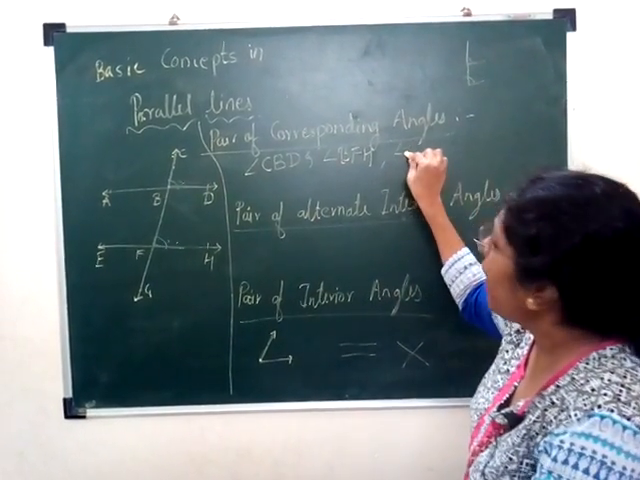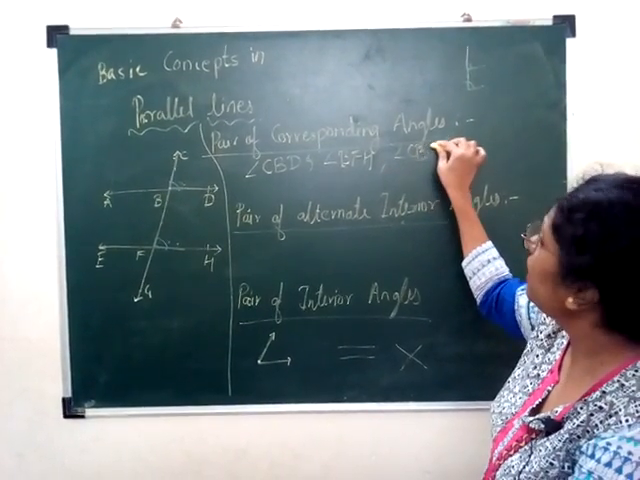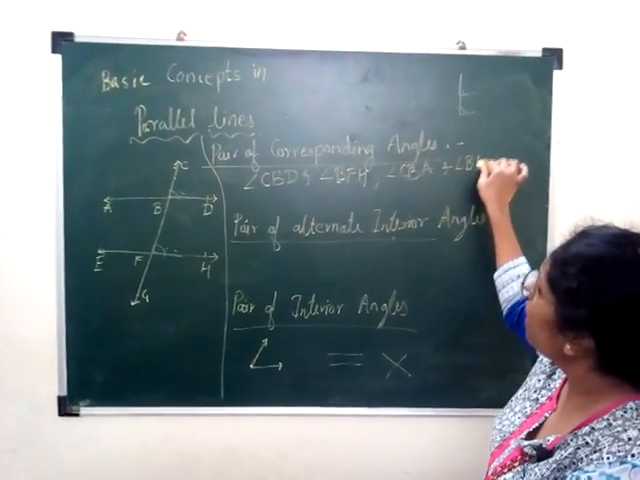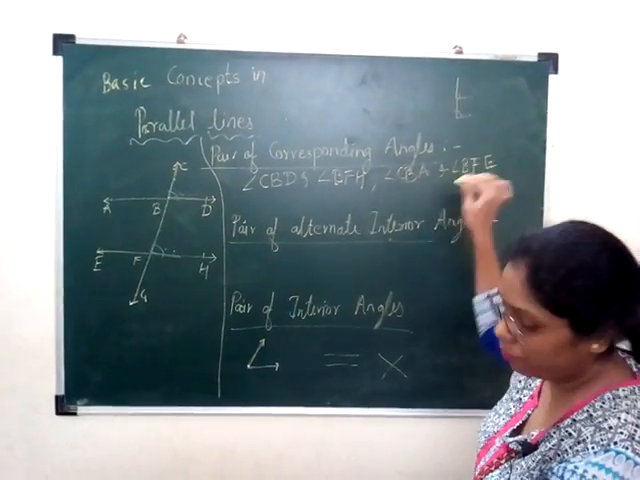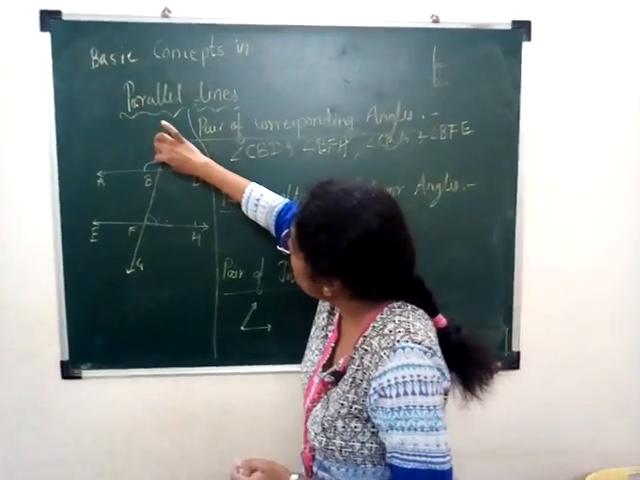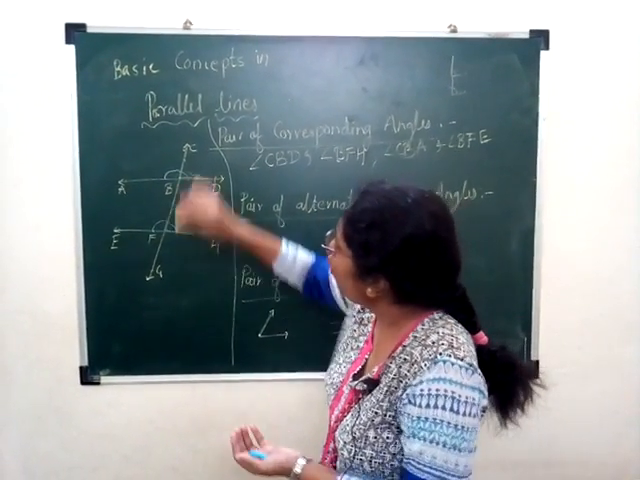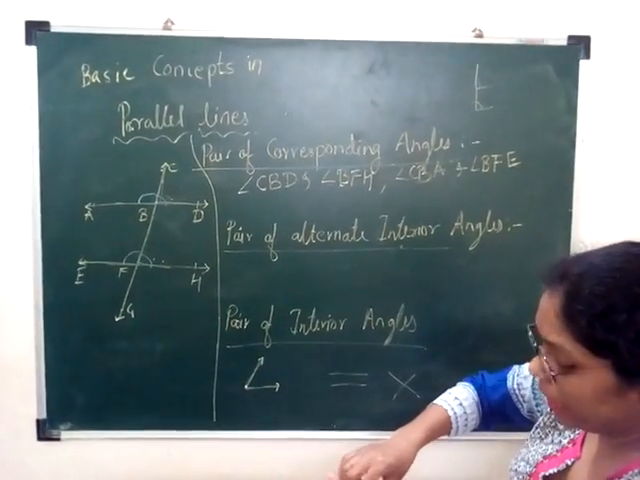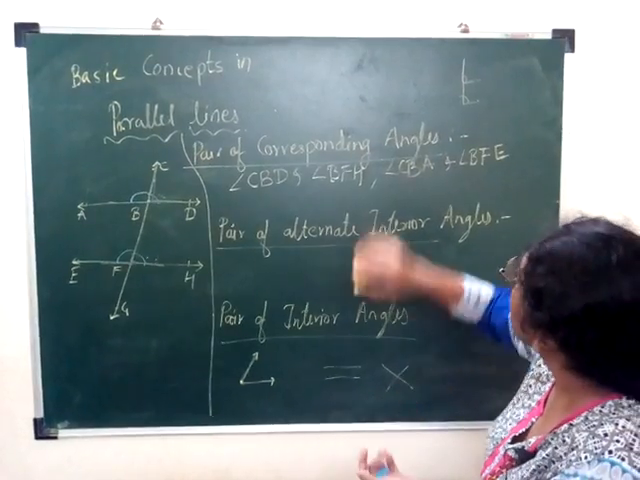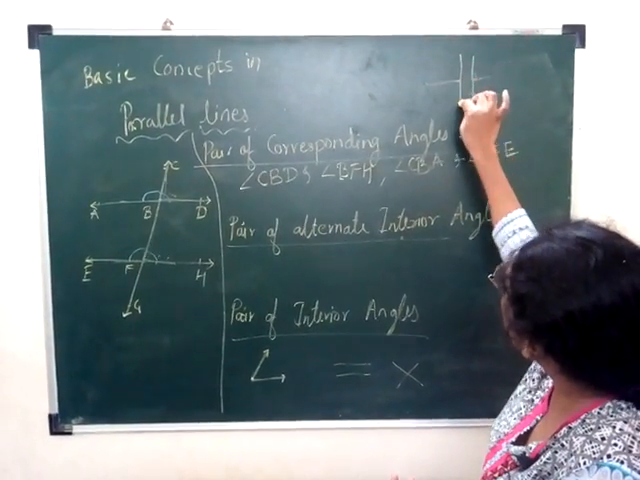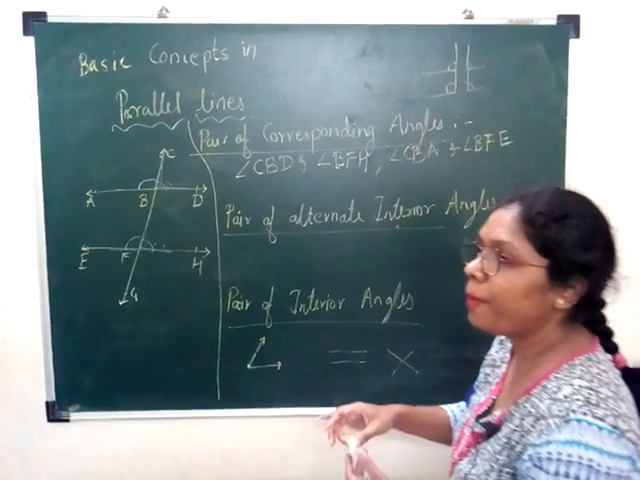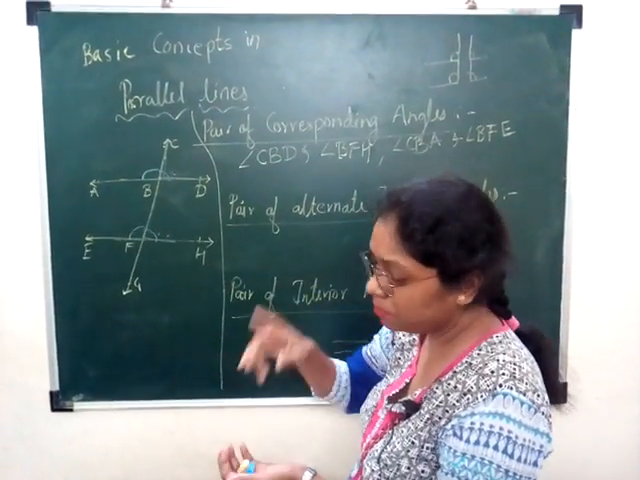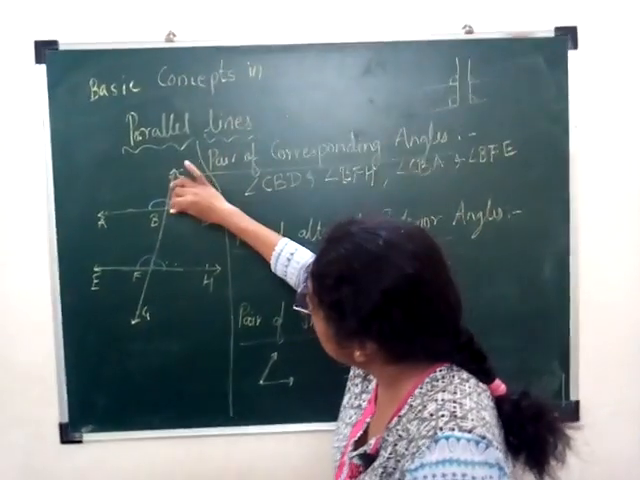Now there are many other pairs on this side also. Angle CBA and angle BFE. Which one is it? This one and this one. So here it is and here it is. Again, another diagram will build up as this one and this one. So these are two pairs of corresponding angles. So corresponding angles are like this. Two more pairs are there.